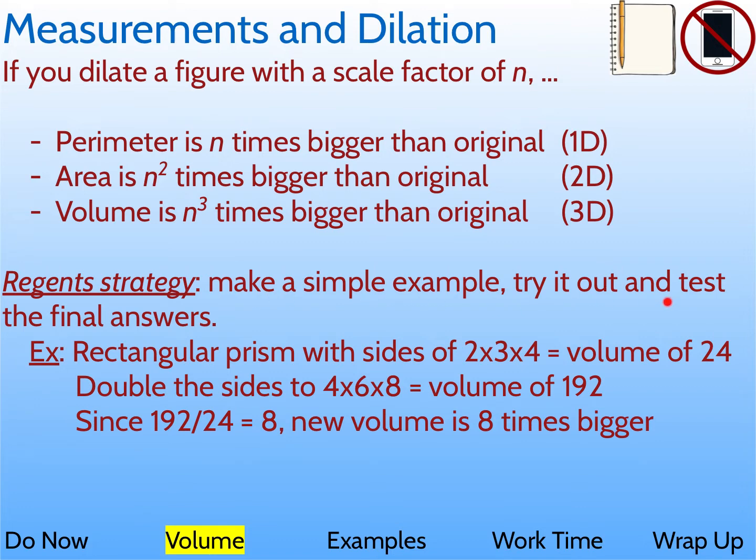I say make a simple example. Try it out and test the final answers. Give yourself different numbers too. So like a rectangular prism of 2, 3, and 4, that gives you a volume of 24. If you double it, scale factor of 2, you'd get 4, 6, and 8. You get a volume of 192. Divide these two things. 192 divided by 24 is 8, which is what you expect because that would be 2 to the third power, 8 times bigger.